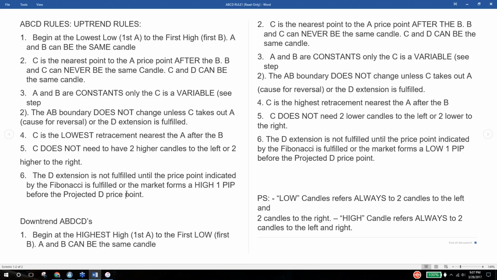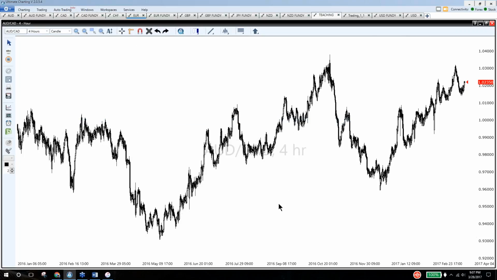All right? Now, here's what we need to do. The very first thing that we do when we take a look at a currency pair is we want to be able to identify trend direction. And the only way to do that without a shadow of a doubt is to identify the absolute highest high and the absolute lowest low of the chart. So that's what I'm going to do.